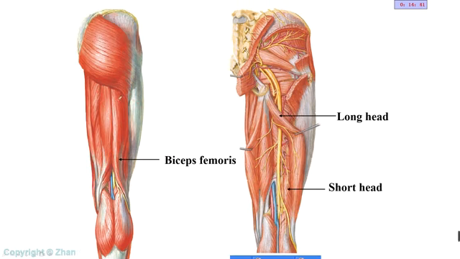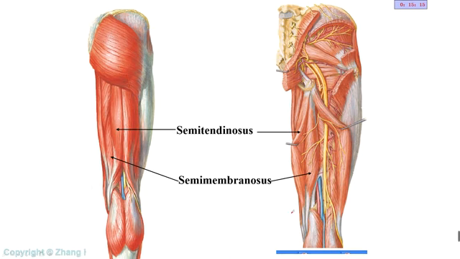First, let's see the right side, on the back. The first one is biceps femoris. Biceps means there are two heads. One is the long head, very long, from the ischial tuberosity, going downwards. The other one is the short head, from the back of the femur, in the middle of the femur on the back.